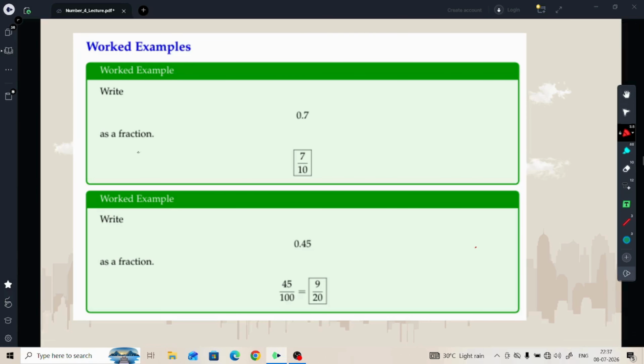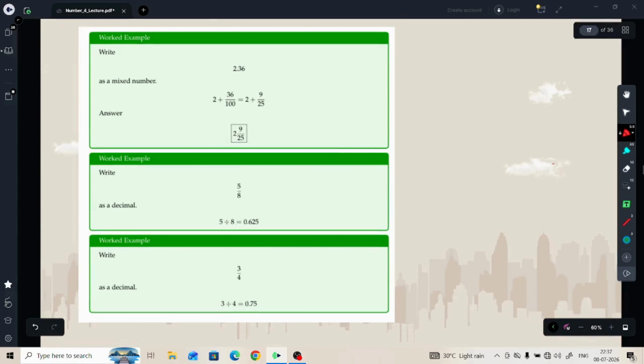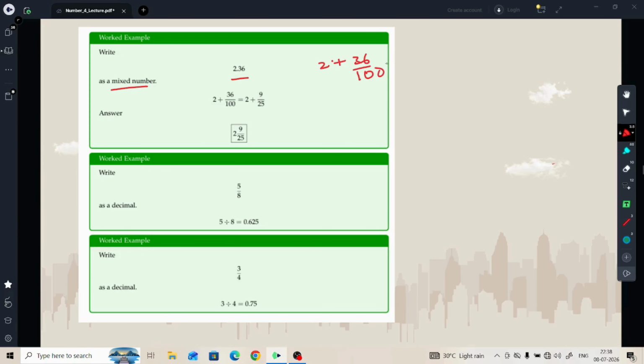Now, it's a very simple question. If you want to write 0.7 as a fraction, it will be 7 upon 10 because there is only one decimal place. 0.45 has two decimal places, so that means 2 zeros in the denominator, so it becomes 45 by 100. It is very simple and easy to understand. If you have 2.36 and somebody asks you to write it as a mixed number, you can go like this: 2 plus 36 by 100, and you can simplify this to get 9 upon 25, so ultimately you can write it as 2 9 by 25.